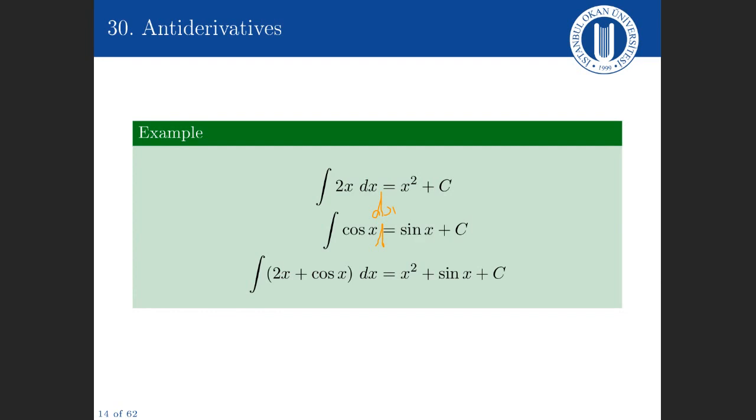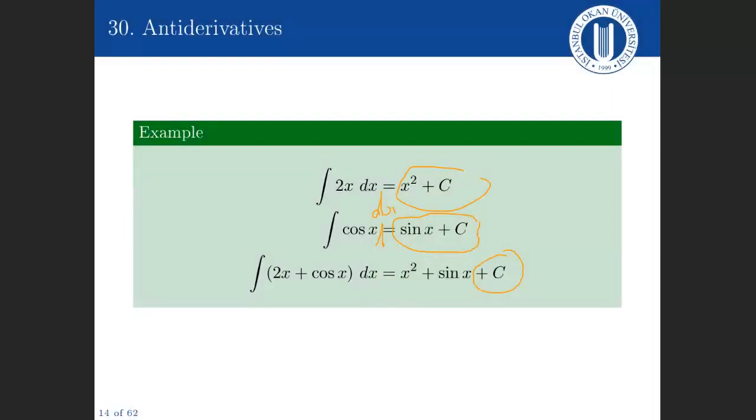We always only need one constant on the end. If we added x squared plus c together with sine x plus c, we don't need to have two different constants, combine them together and just have one constant on the end.